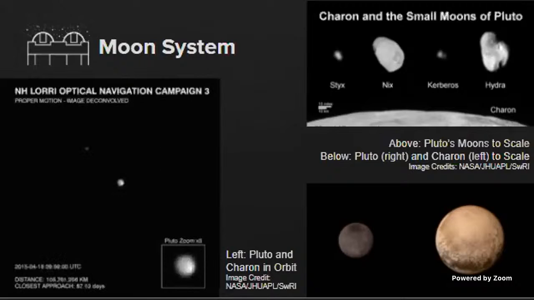Pluto's other moons are Styx, Nix, Kerberos, and Hydra. These 4 moons resemble asteroids rather than a typical spherical moon. All 5 of Pluto's moons are shown to scale on the right. Pluto's moons are thought to be created by a collision of Pluto and another body, similar to the collision theory of our moon's formation.